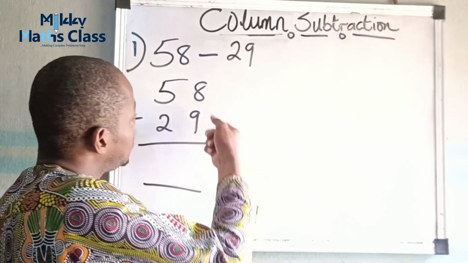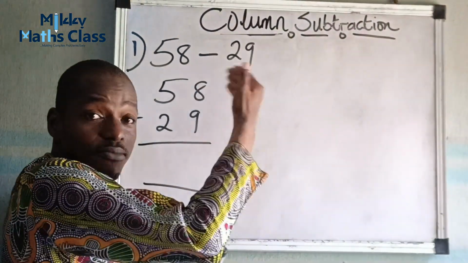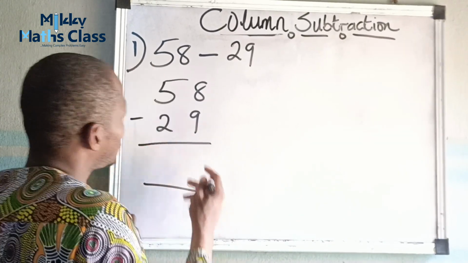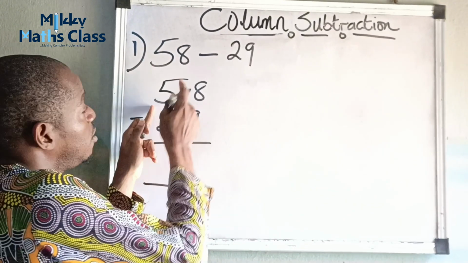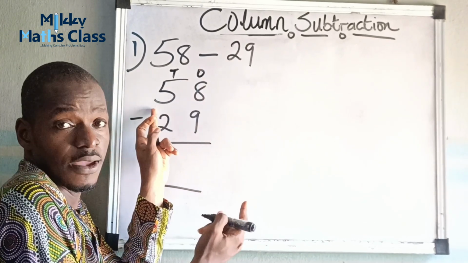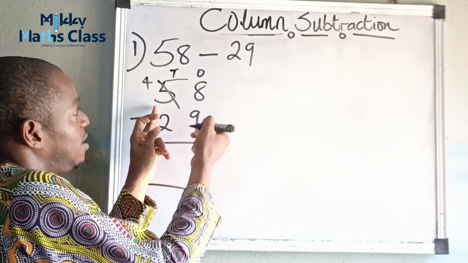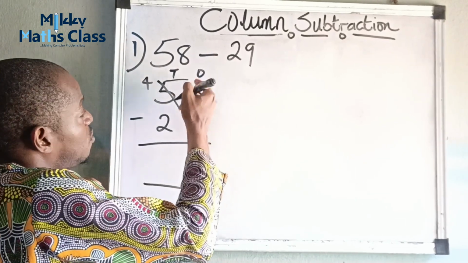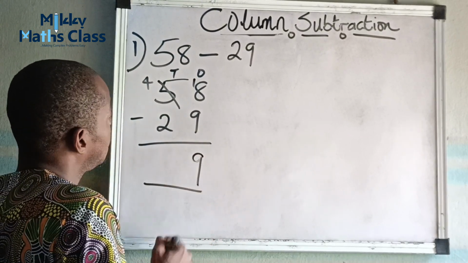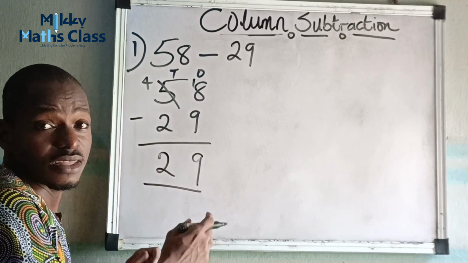So for me to fulfill the person's desire of getting 9 oranges, I could add more oranges to myself so that I'll be able to give the person 9. So how do we do that? We will borrow from the 5. Remember, this is the ones, this is the tens. Now, if I borrow from this 5, this 5 represents 50. So if I borrow, it becomes 40. Then I add the 10 to this place. This becomes 18. Now, 18 minus 9 is 9. Now, 4 minus 2 is 2. So we have 58 minus 29 is 29.